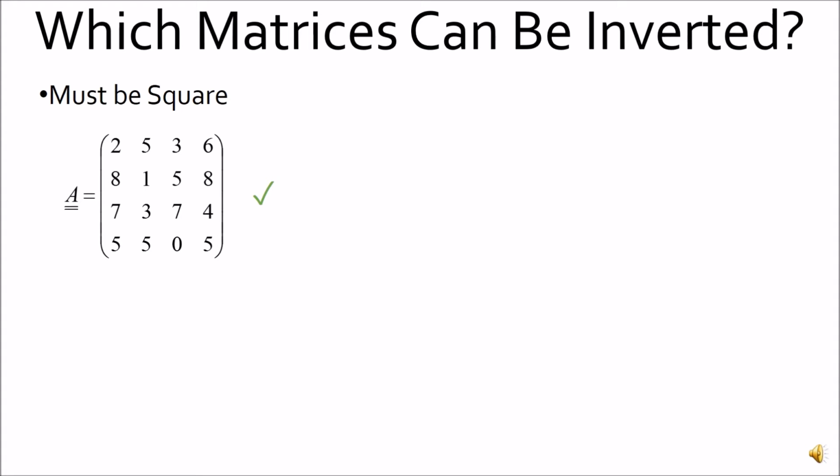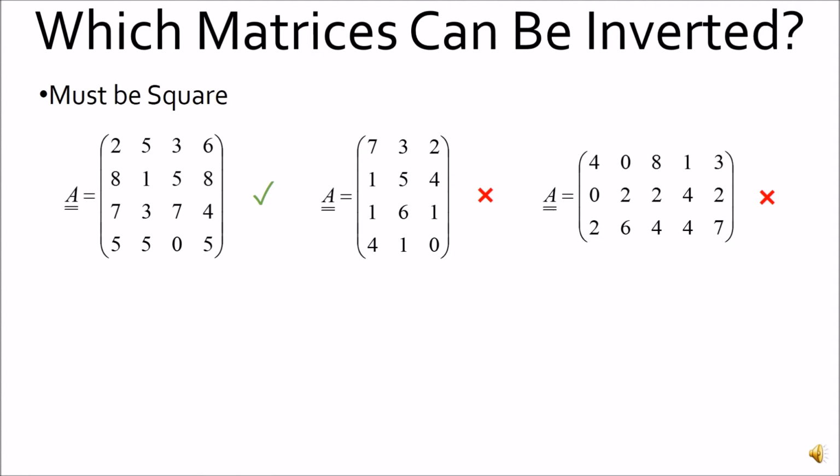Okay, so which matrices can be inverted? Well, the first thing is that the matrix must be square for it to be invertible. So we have here a square matrix, a 4x4 matrix filled with integers. This can be inverted, but these two matrices here cannot. This is a 3x4 matrix and a 5x3 matrix. And as I said, the matrix must be square for it to be invertible.